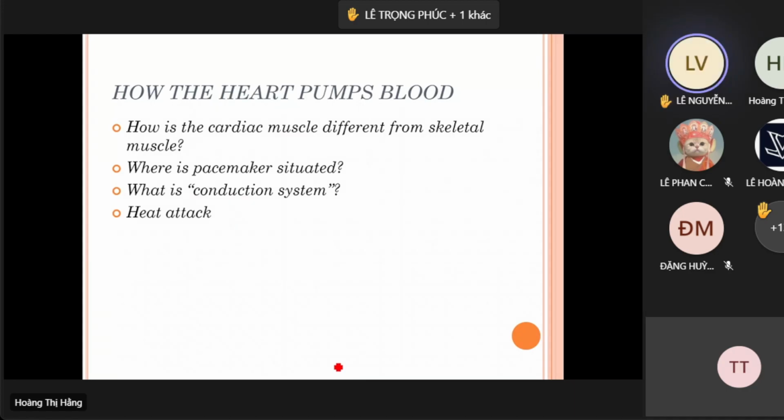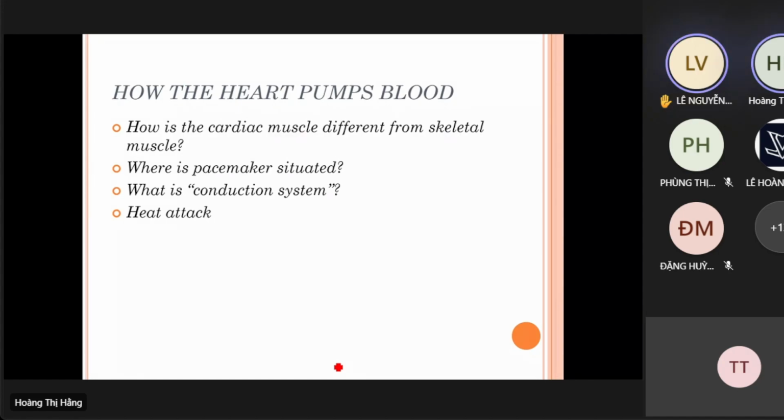I will answer the second question, the pacemaker. Like I read, the heart can contract because it has a special area of cardiac muscle in the right atrium called the pacemaker or sinoatrial node. The pacemaker is situated in the right atrium. Is it also called the sinoatrial node or SA node?